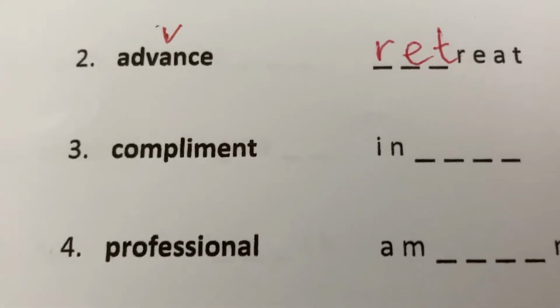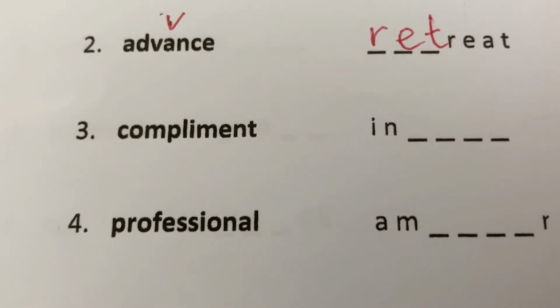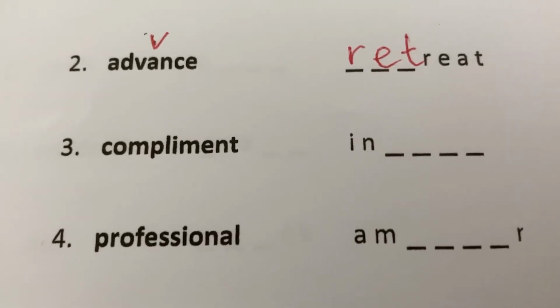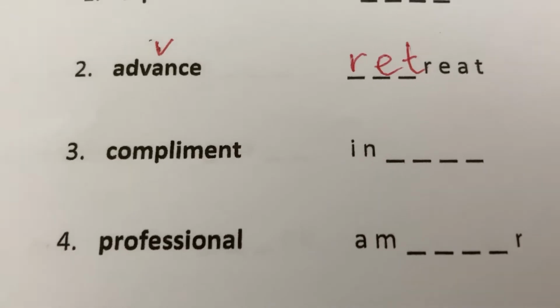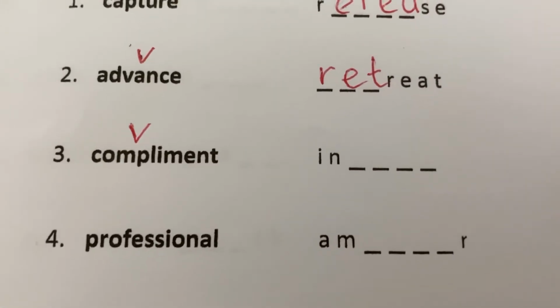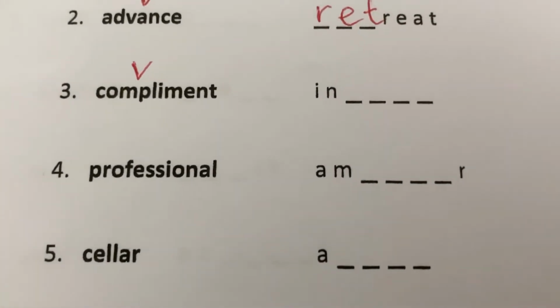Okay, let's have a look at number three. Number three says compliment. What does compliment mean? If you give someone a compliment, what does that mean? It means if you praise or congratulate someone, that's a compliment. You give someone a compliment. What sort of a word is compliment? It's a verb, because you can do it. You can give someone a compliment. So what would be the opposite of giving someone a compliment? I'm not going to fill this in. I'm going to let you have a think about it.